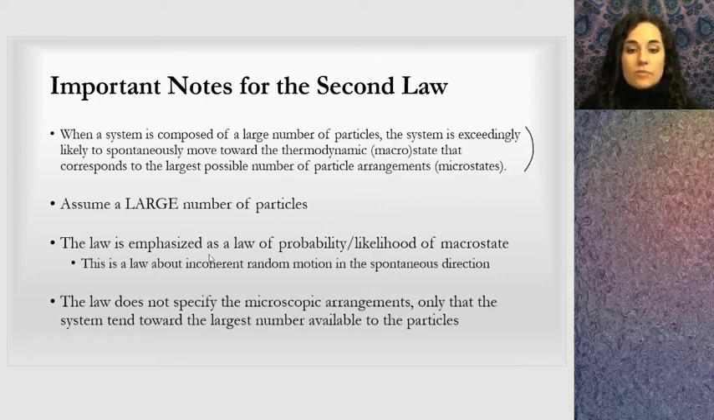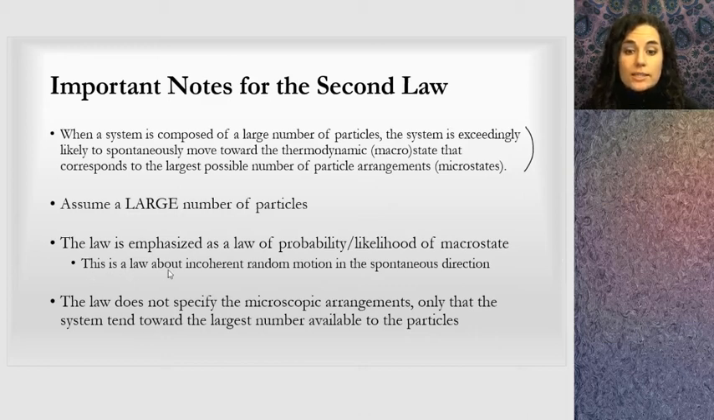The law is emphasized as a law of probability or likelihood of a macrostate, and you've heard me talk about that. These are terms that I have not mentioned very much before this point, and now here they are because they are a fundamental part of the law. There are certain things in the cosmos that scientists cannot predict. There is a probability distribution which they can rely on for observations, but they cannot say what will happen next.